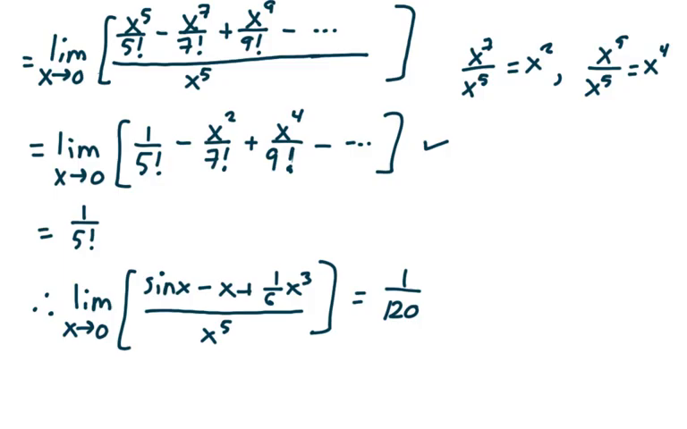Now, every term after 1 over 5 factorial has an x in it. And so all those terms will go to 0, and what we're left with is 1 over 5 factorial. And that's what we get down here. And so the limit as x goes to 0 of sine x minus x plus 1/6 x cubed over x to the fifth is equal to 1 over 120. And that's how we do 15a.